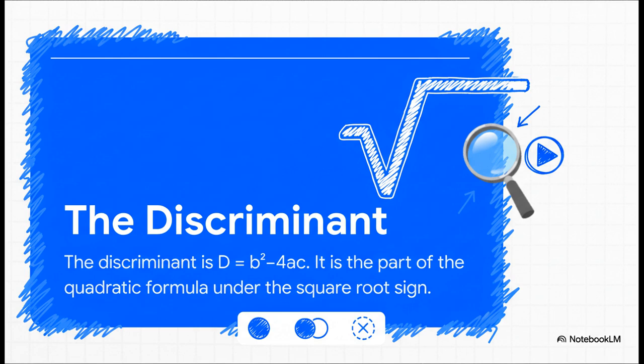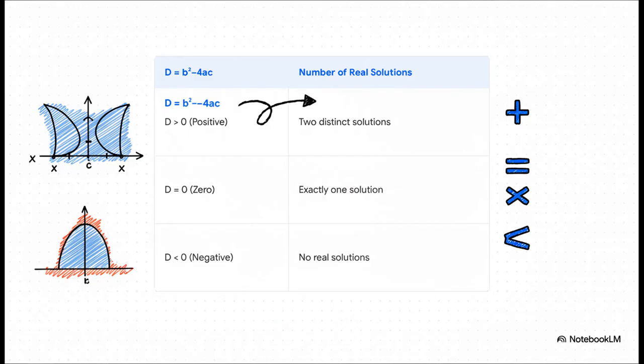Now, hidden inside that big formula is this awesome little secret feature called the discriminant. It's that b squared minus 4ac part that's stuck under the square root. I want you to think of it like a preview button. Before you even solve the whole thing, the discriminant tells you exactly what kind of answer you're about to get. So here's how it works.